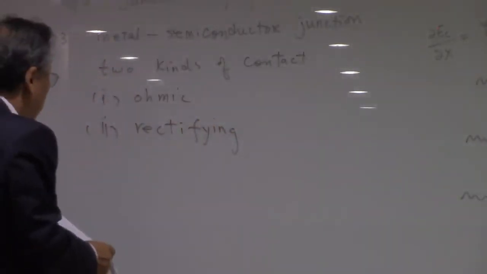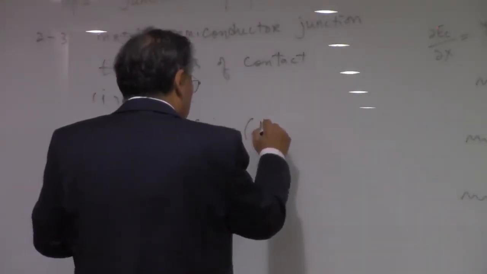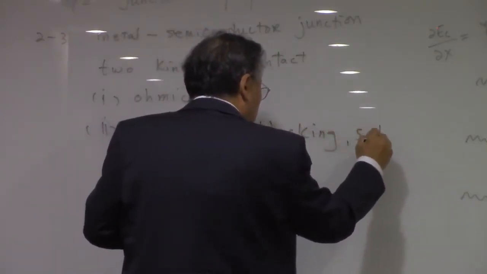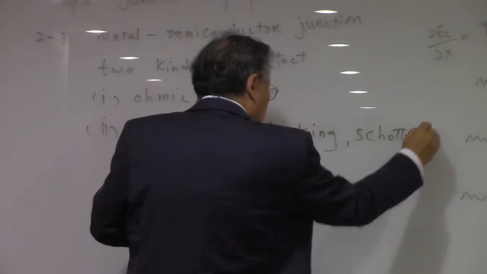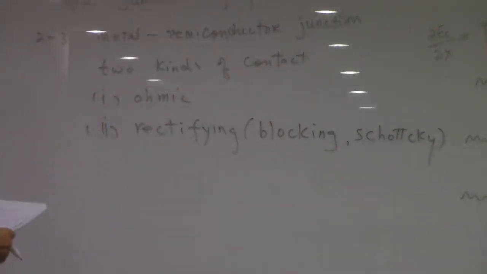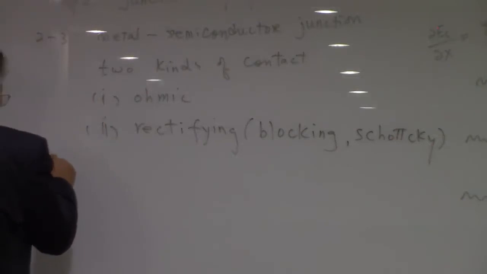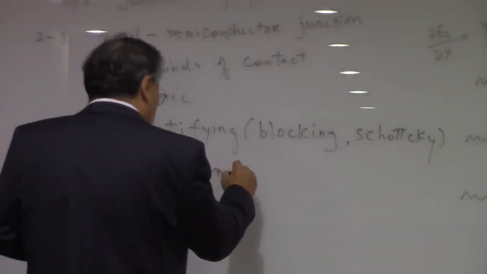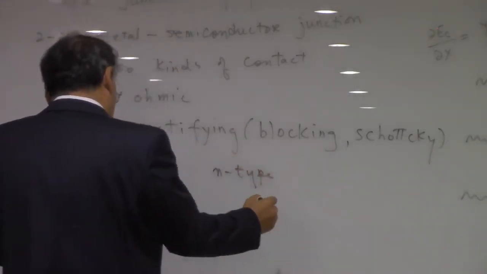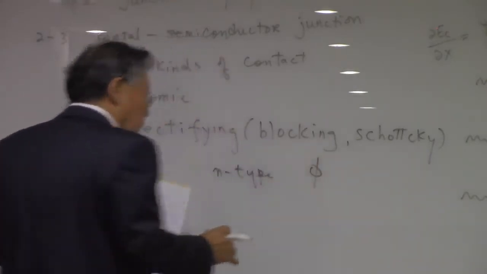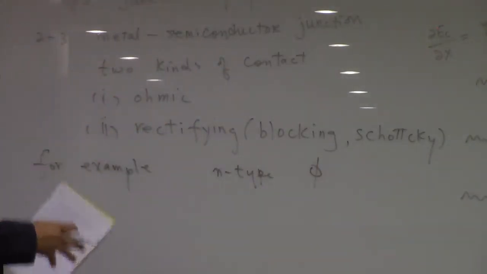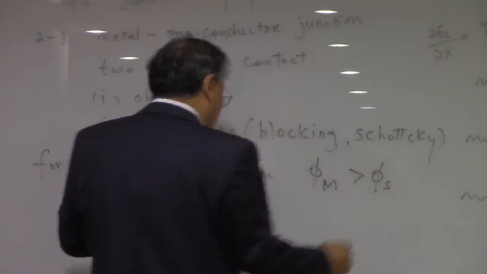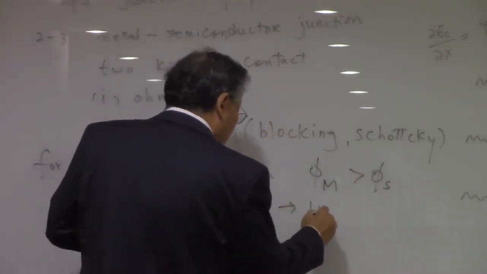Okay, this rectifying contact is sometimes called the blocking contact, or the Schottky contact sometimes. For example, with an N-type semiconductor, if there is a contact between the N-type and the metal, and the metal work function is greater than the semiconductor work function, then it's going to be a blocking contact.